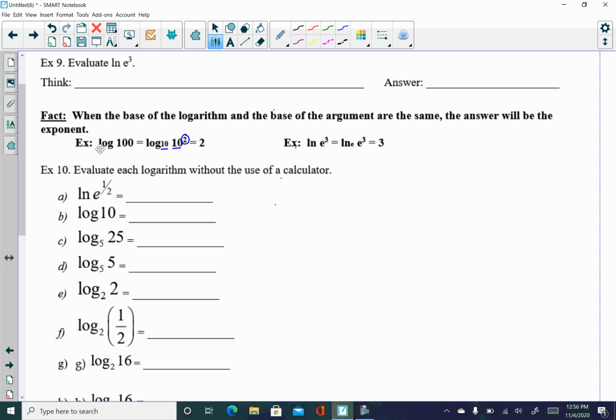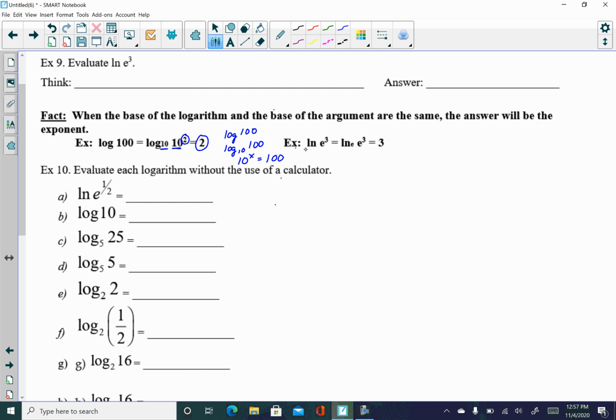Because think about it, when you say log of 100, then you're thinking log base 10 of 100. You're thinking 10 to what power equals 100? Oh, it has to be 2. So when the base and the argument match up, the answer is just the exponent. And I didn't mention this, but what I did with this argument here, 100, I rewrote it as the base 10 raised to a power. That's always advantageous for you, to have the base and the argument be the same. So another way to write 100 is 10 squared, and that made the base and the argument be the same.